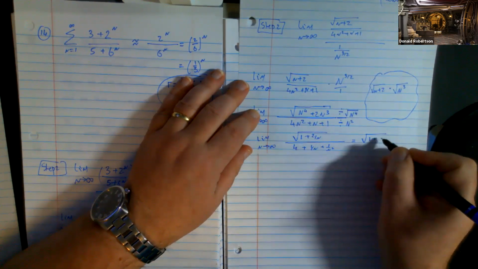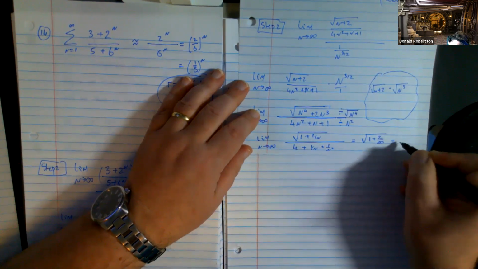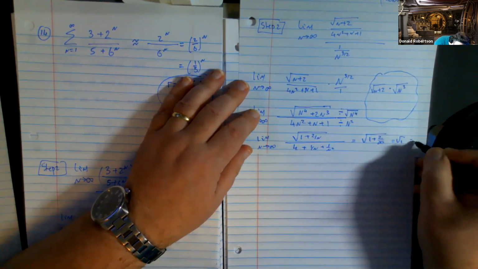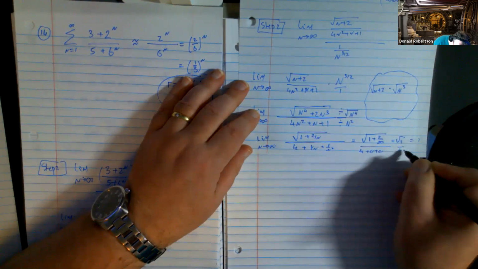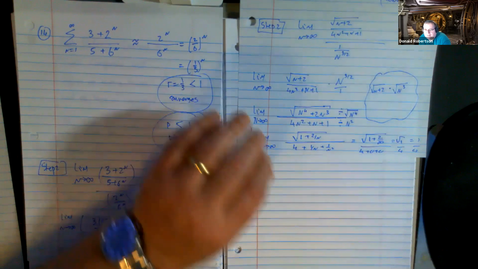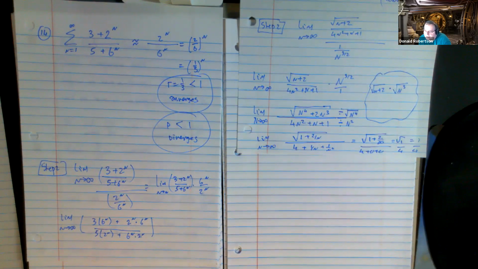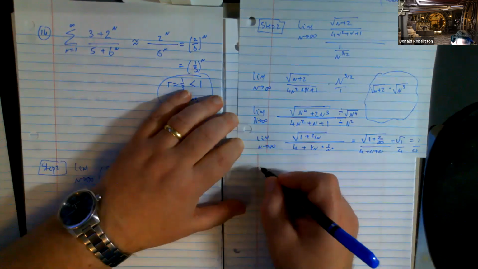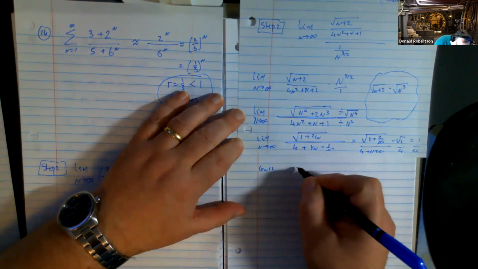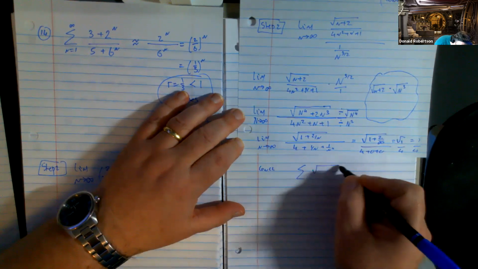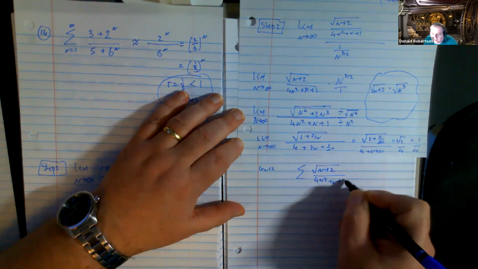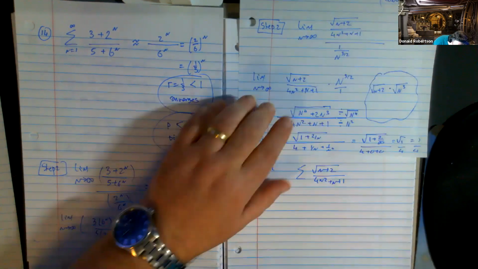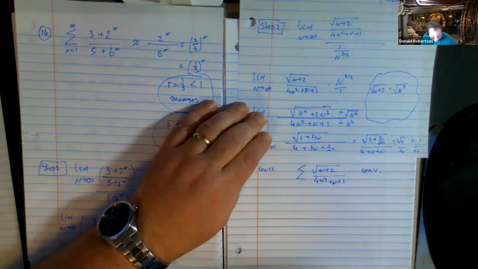Square root of 1 plus 2 over infinity, which is basically just the square root of 1. And on the bottom, 4 plus some zeros. And the answer is 1/4. As long as it's a number and it's not 0 or infinity, that's good news. Because the conclusion is that the original behaves like the comparison one. And the comparison one converges. So does that one.